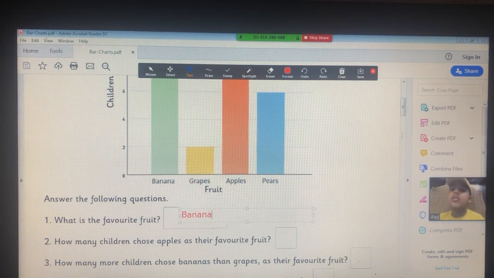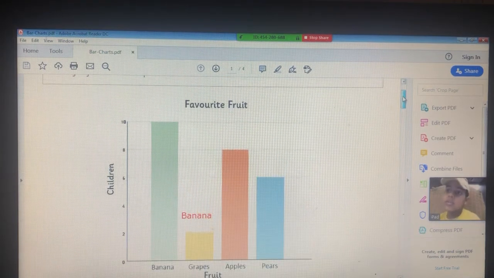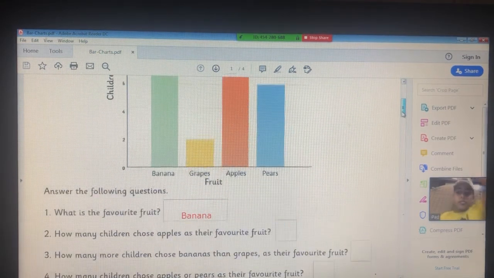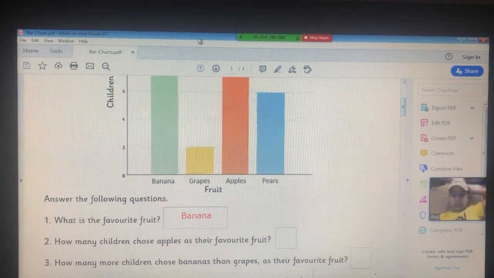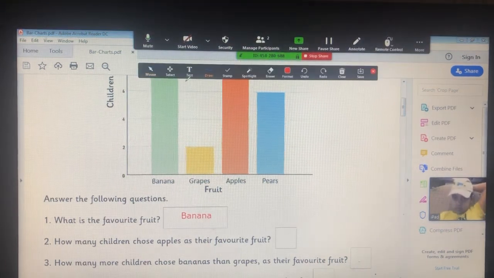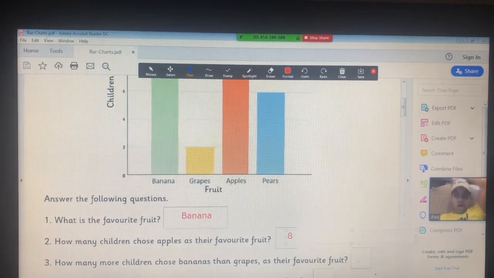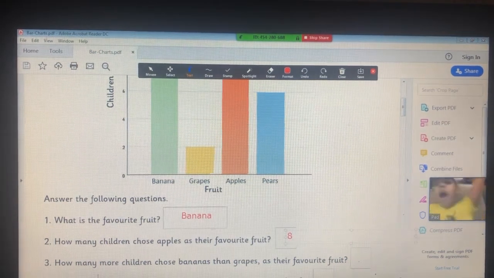Now let's go to the apple. How many of them chose apple? How many? 8. By looking and using the graph, it is going to help me to answer this. So I have here the answer is going to be 8. Well done. Now let's go to the third question.